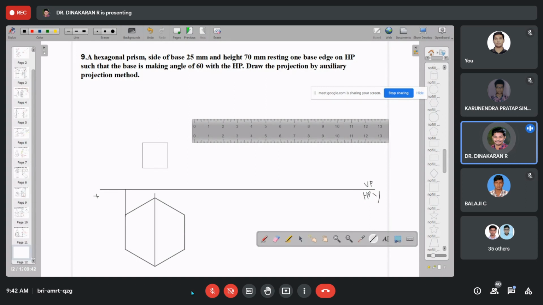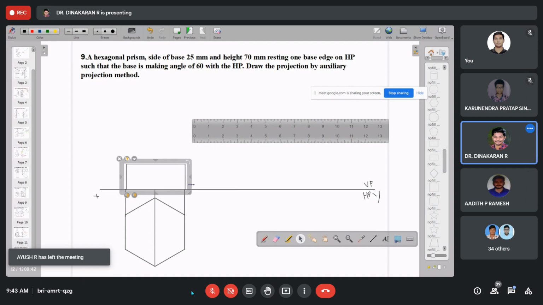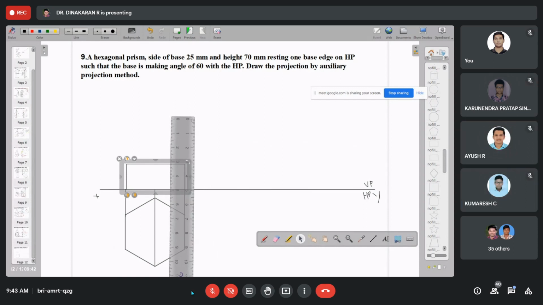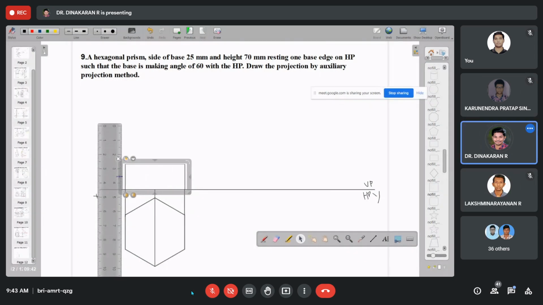Here, will the point O come or not? No, sir, because here a rectangular face is connecting with that. Height, how much? 70 mm.